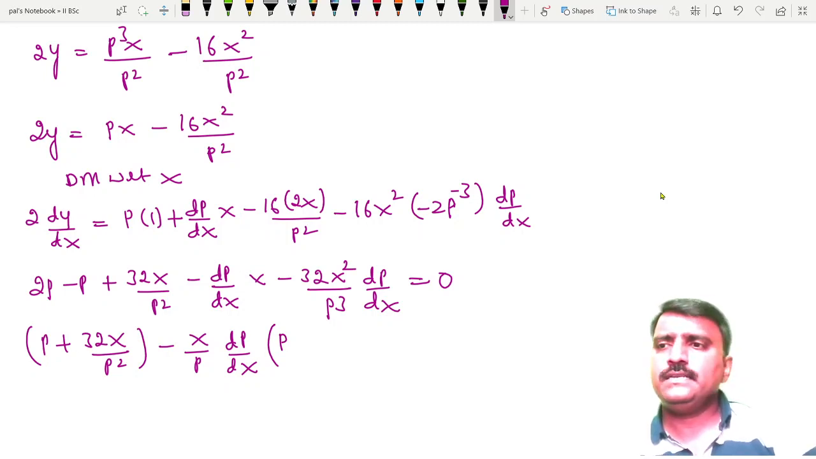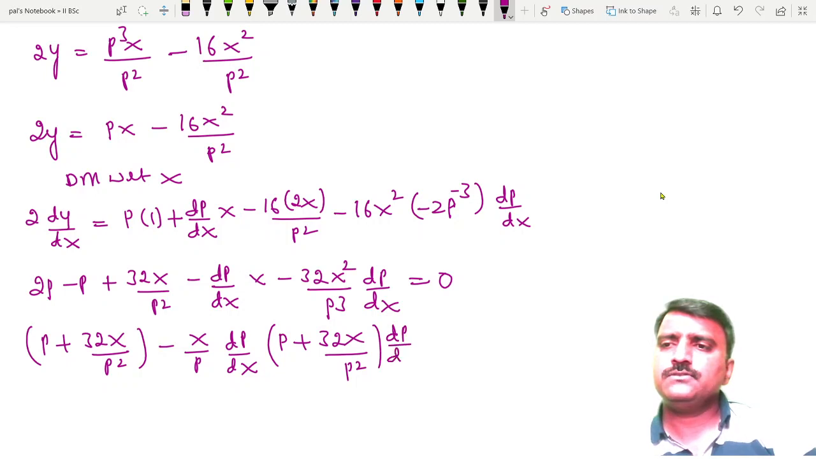So here there is x and p; when x comes outside, one x remains, and we are taking minus as the common factor, so it is 32x divided by, when one p comes outside, another p square remains in this. So this into dp by dx.